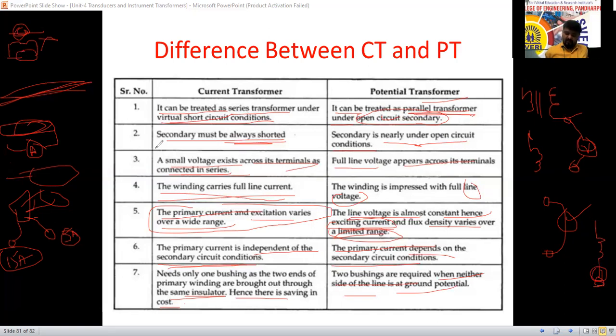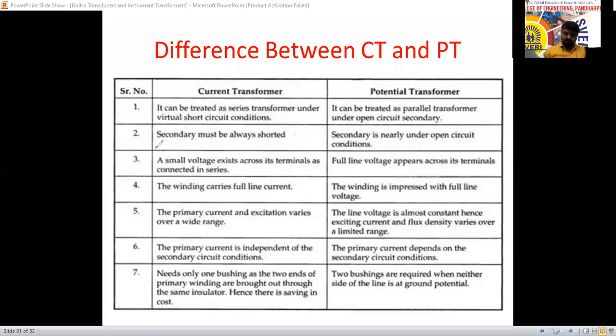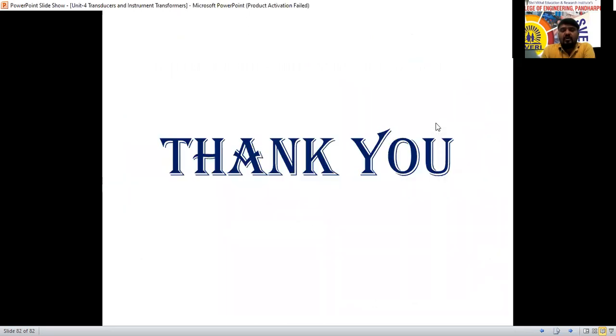If you have any doubts, you can ask me. So it completes this chapter, the 4th chapter. Any doubts, you can ask.